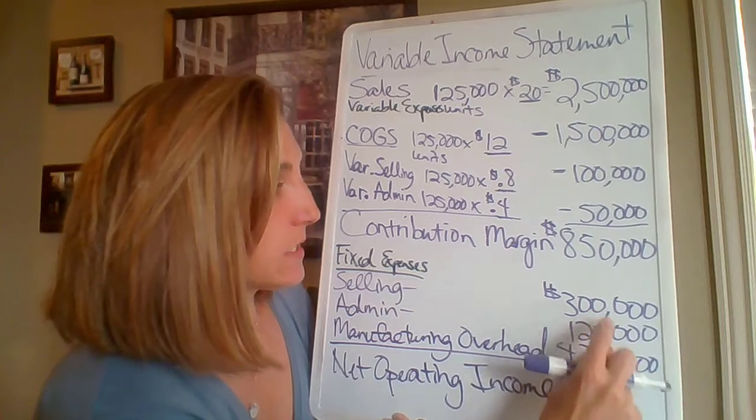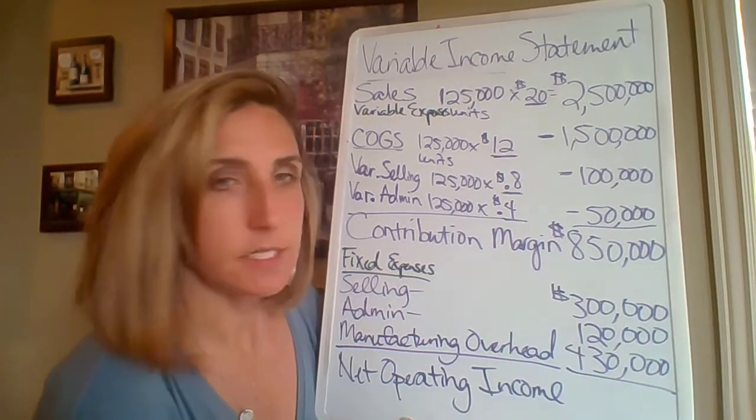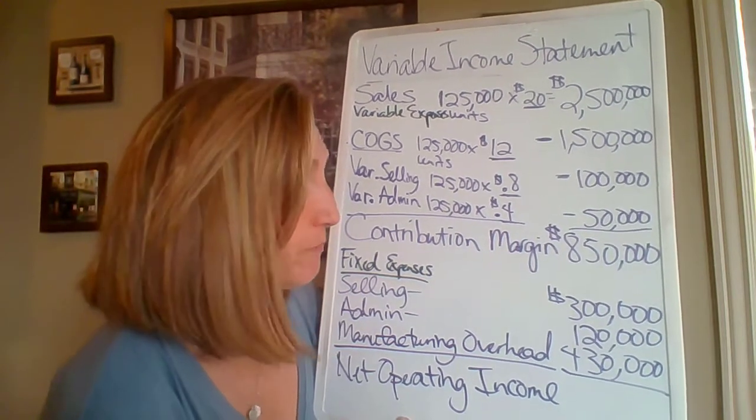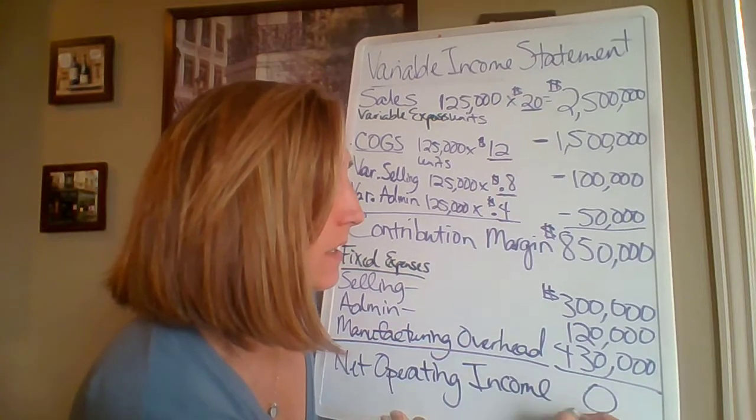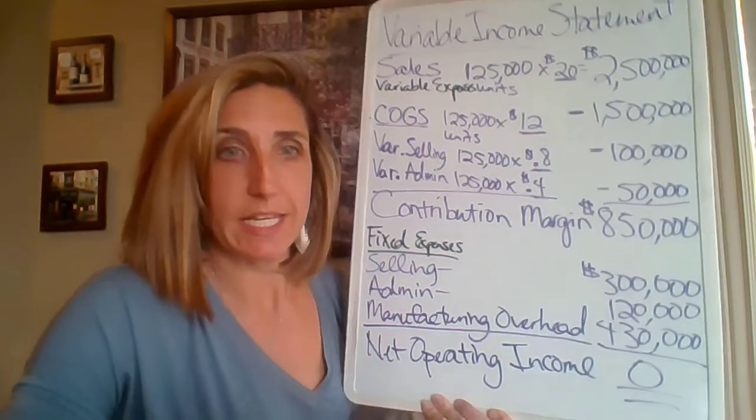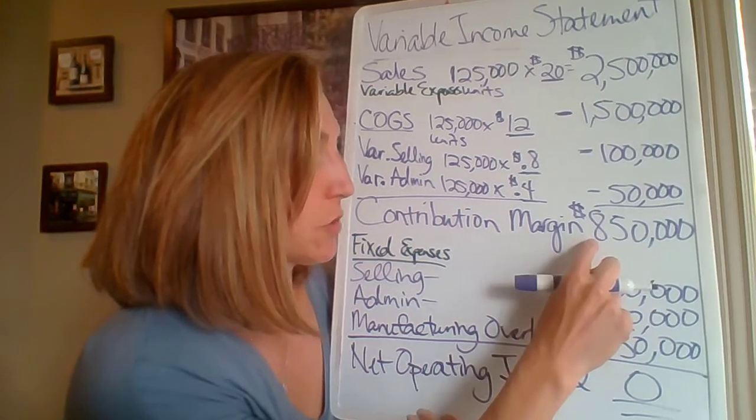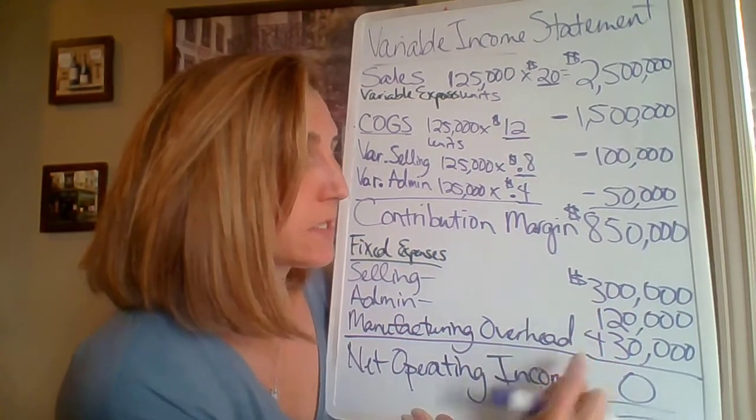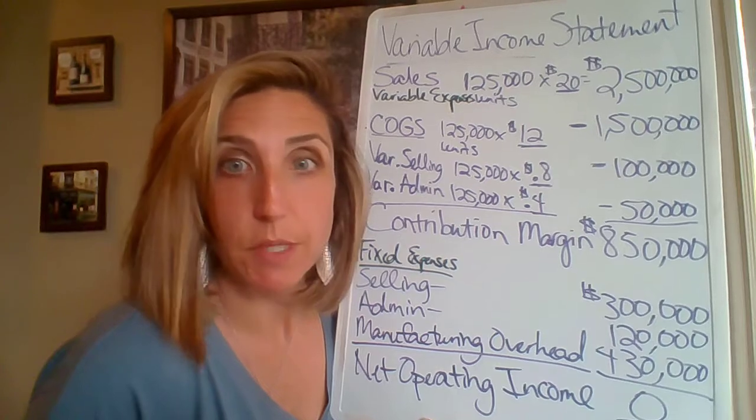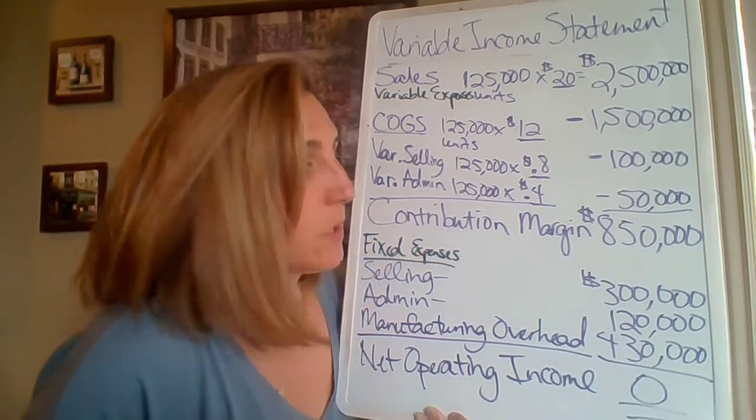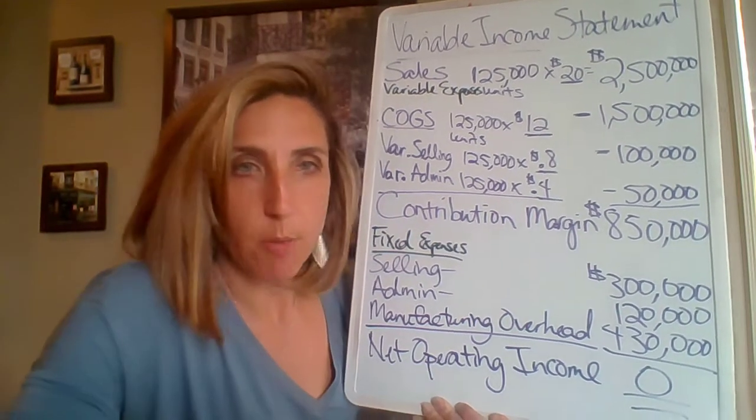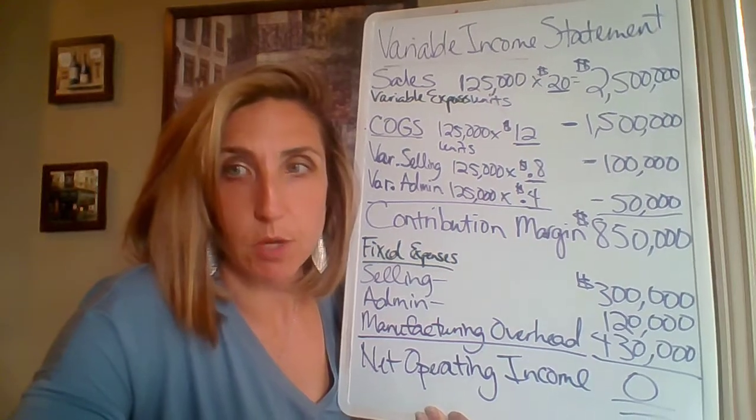So if I take these three fixed costs and I subtract them from the contribution margin, it looks like they're right at even. They have zero net income. $850,000 was my contribution margin minus these three fixed costs that would be given in your problem. That will give me the total net operating income. That's the variable costing system.